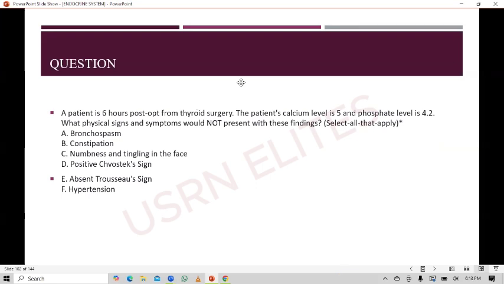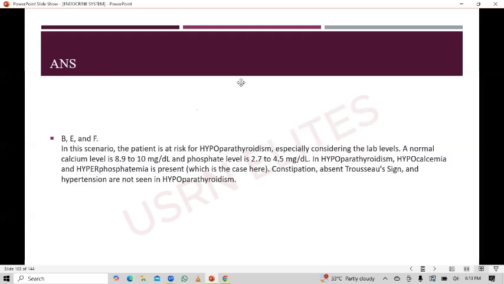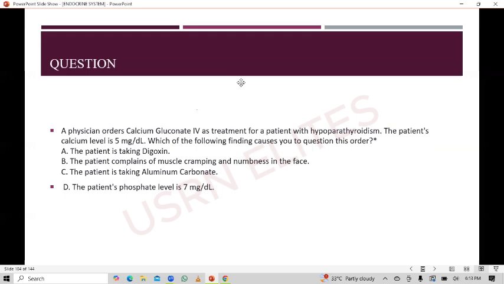Don't just be quick. Some people were not picking the E because they saw the Trojan sign. They didn't pay attention to the "absent." So please, don't be too quick in answering the question. Pay attention to every detail in the question. Read every word. Every word is important in the question. All right, so let's see the next question.